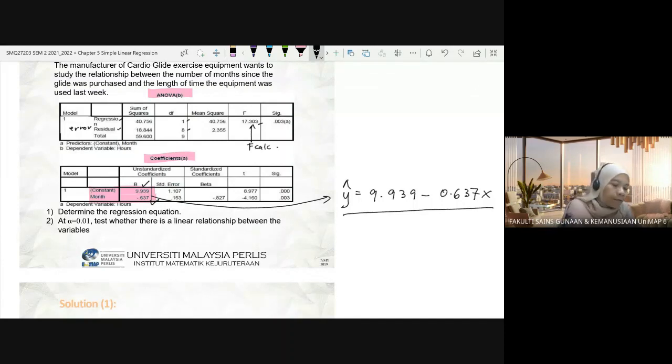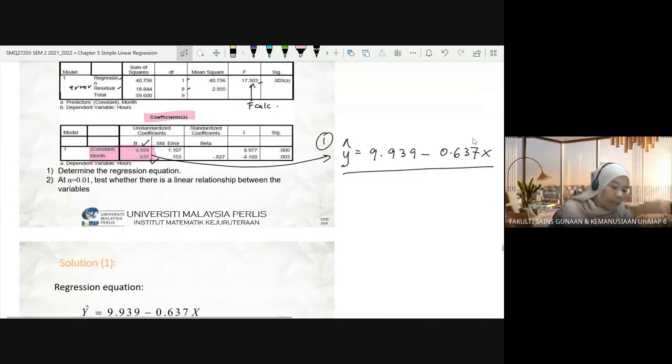Okay, so from this, the first question is to determine the regression equation. Second, test for alpha 0.01. We begin with the statement of the hypothesis. H naught: beta 1 is equal to 0. Alternative: beta 1 not equal to 0.